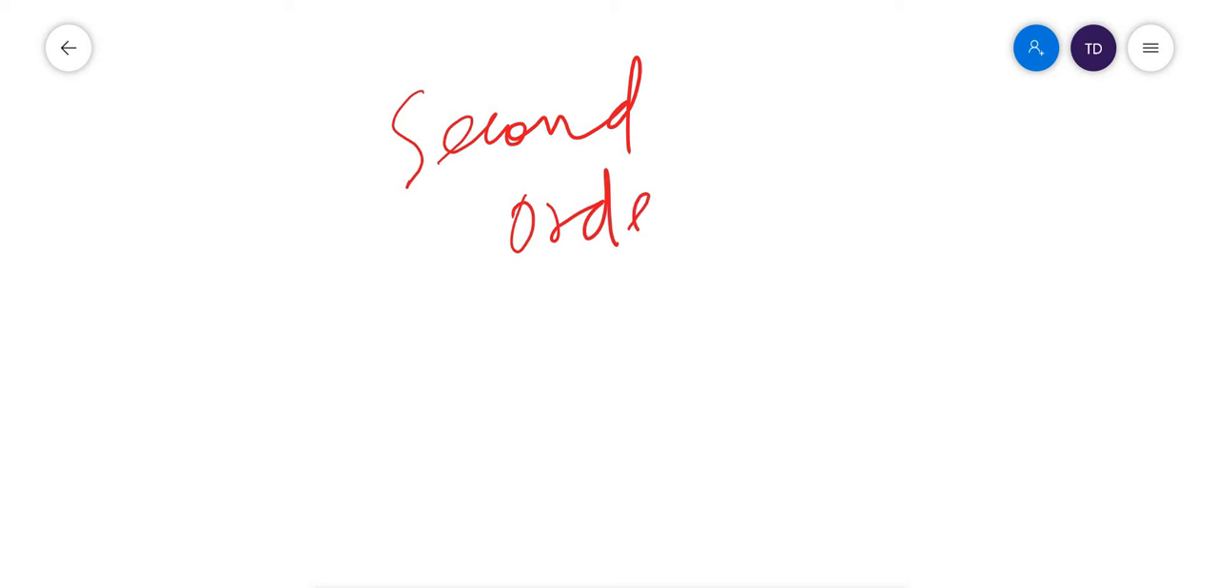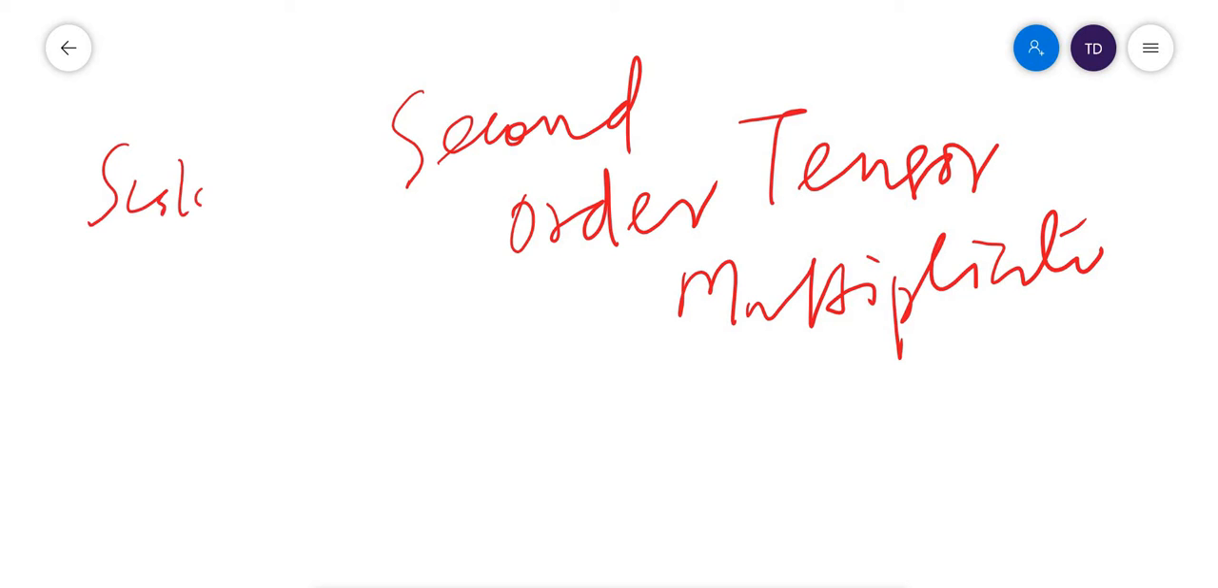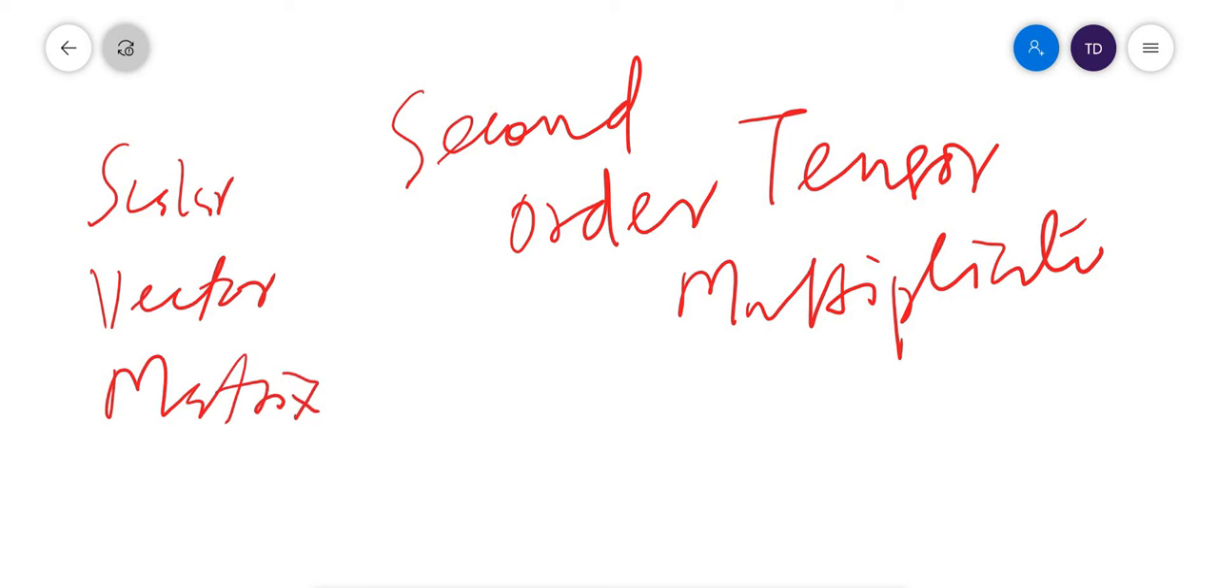Dhanesh here. So today I am going to discuss a new topic, that is second order tensor multiplication. You may be familiar with these terms like scalar, vector, matrix, then tensor.